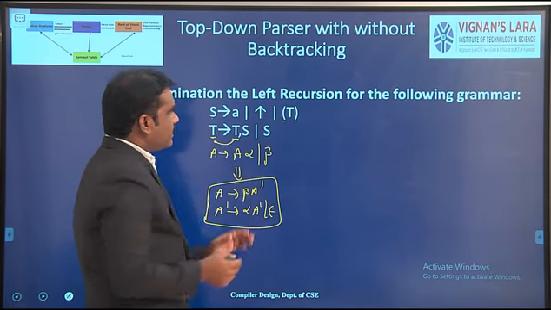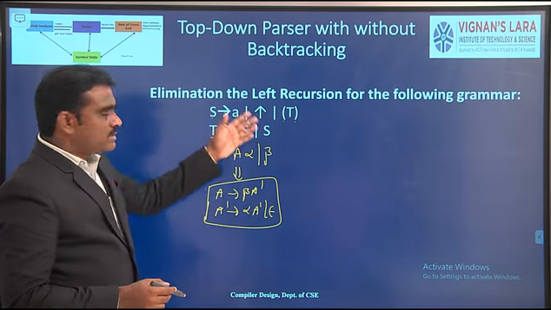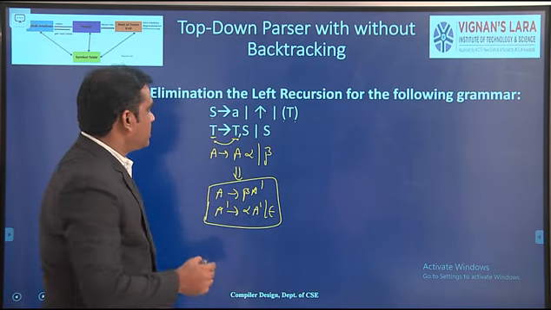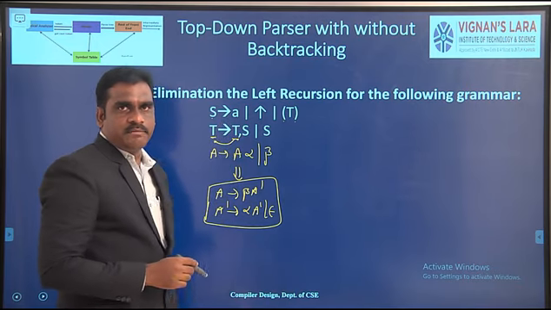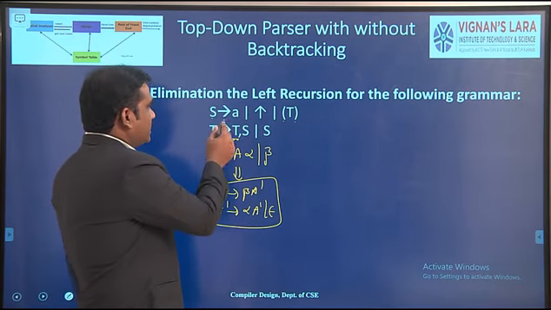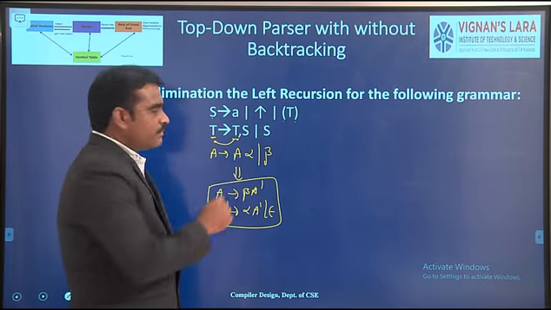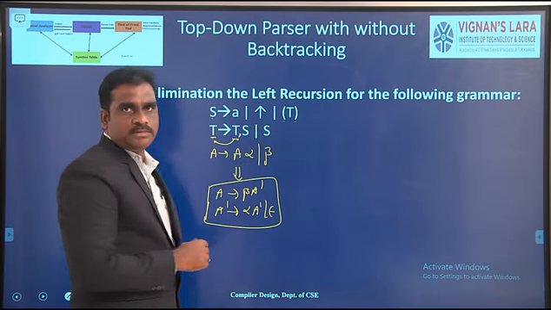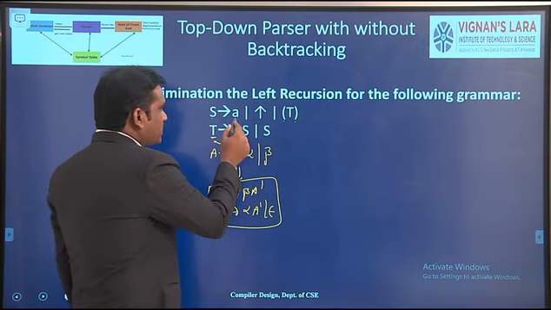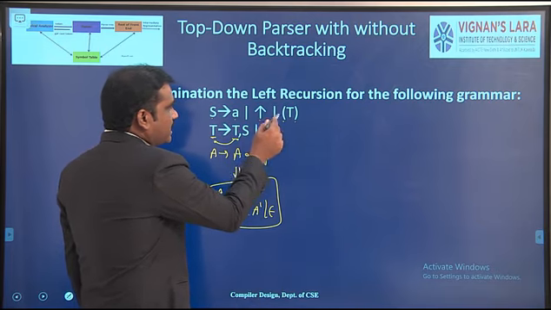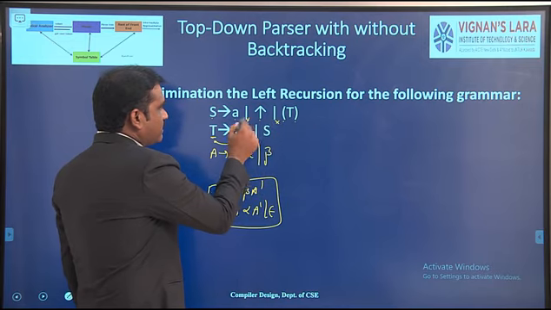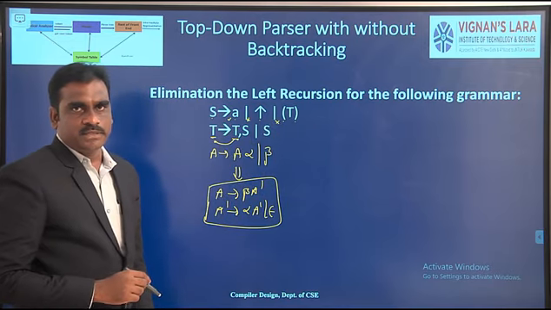Now, eliminate left recursion in this grammar. Here the first production is not in left recursion form, because on the left hand side is S, whereas on the right hand side we have three options, three productions. The first one starts with A, a terminal. So these three productions do not start with S. So it is not in left recursion form.